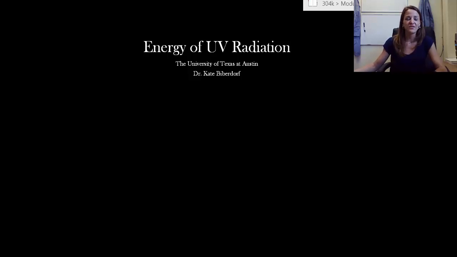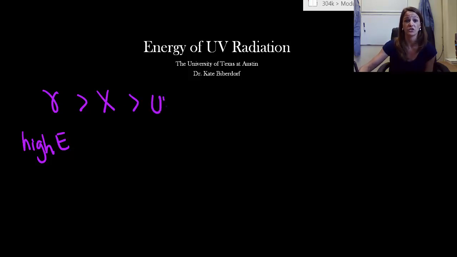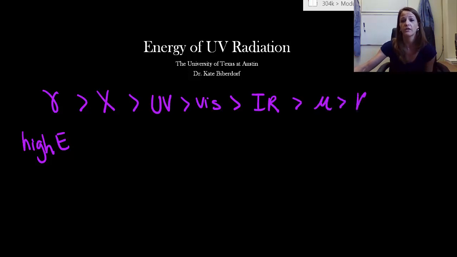Hi everyone, in this video we are going to discuss the energy of electromagnetic radiation, but specifically of the UV or the ultraviolet radiation. So before we do that, let's review the electromagnetic spectrum. At the highest end, so the high energy, we start off with gamma rays. Gamma rays are much higher energy than X-rays, which are higher than ultraviolet, higher than visible, higher than IR or infrared, which are higher than your micro, which are higher than your radio.